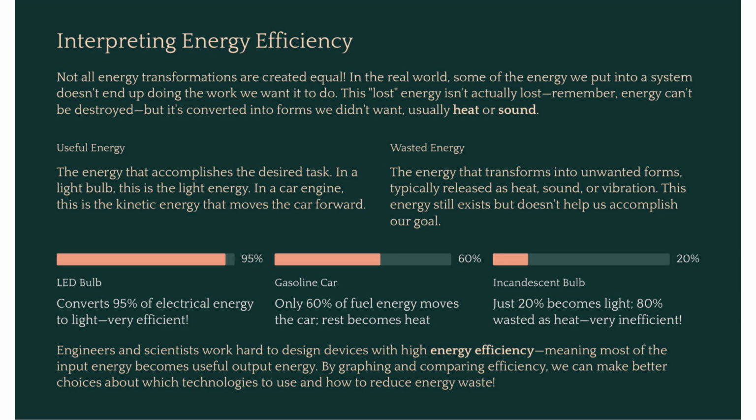Look at that flashlight pie chart again. We want the light energy, but we don't really want the heat energy. That's wasted energy. A graph is an excellent way to show how much of the energy input is converted into the desired, useful output compared to how much is lost, usually as unwanted heat or sound. The more useful output, the more efficient the device is.